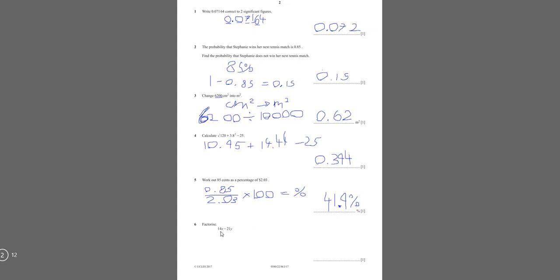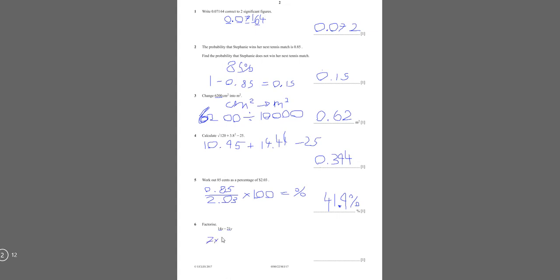Question 6. Factorize the following expression: 14x minus 21y. So to factorize, we need to find a common factor between the values before x and y. So in this case, 14 and 21. Now we'll start with 14, or we'll start at the lowest number. 2 is a common factor of 14, but not of 21. 3 is a common factor of 21, but not of 14. If we continue to do this, eventually we will see that 7 works in both.